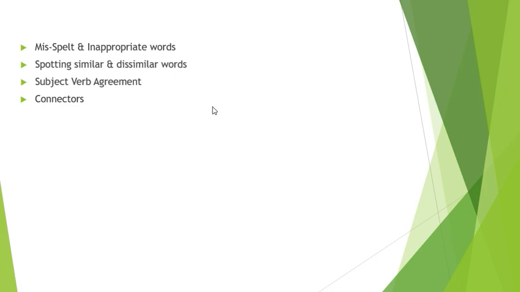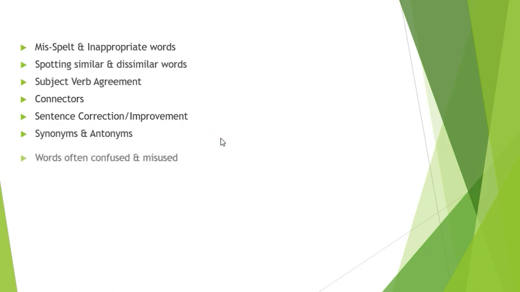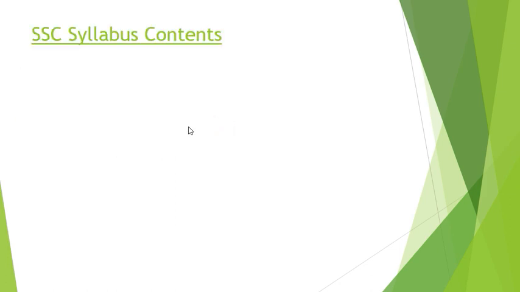Then comes connectors. Sentence connectors will be there. Maybe they will be giving you some phrase to connect, maybe they will be giving you some statement to connect. We'll go through that. Then sentence correction or improvement. It's a type of error detection only. As you are already preparing, or you are a fresher, once we try to do this in the class, you will get to know all about this. Then synonym and antonym, this is very clear to you. Words often confused and misused, this is also very common to you.